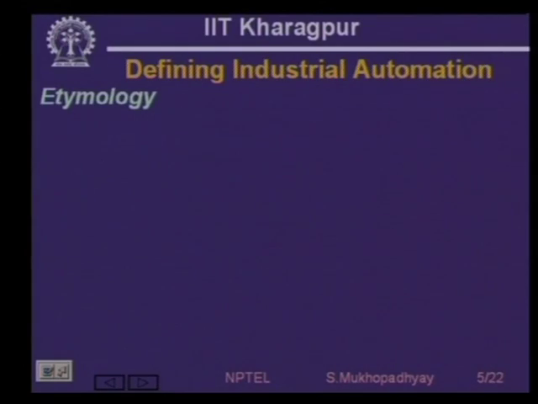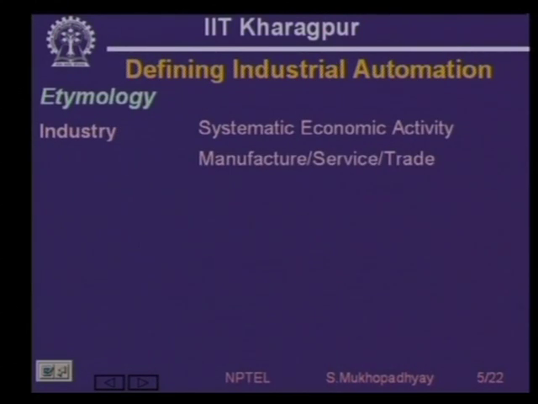Now, before we actually plunge into the lesson, let us first of all define industrial automation. And my experience says that a very good way of defining anything is to go to a good dictionary and try to find out the meanings of the words which constitute the term. So, let us look at the etymology of the name industrial automation. So, what does industry mean? In a broad sense, an industry is nothing but a systematic economic activity. Now, economic activity means what? Economic activity may be related to manufacture, it may be related to service, or it may be related to trades.